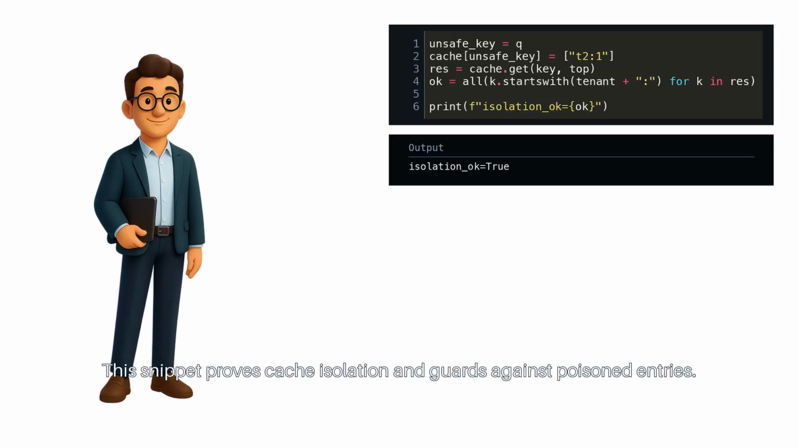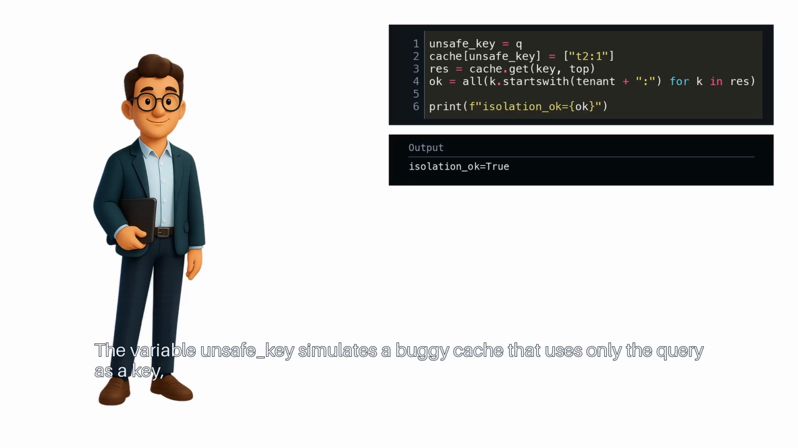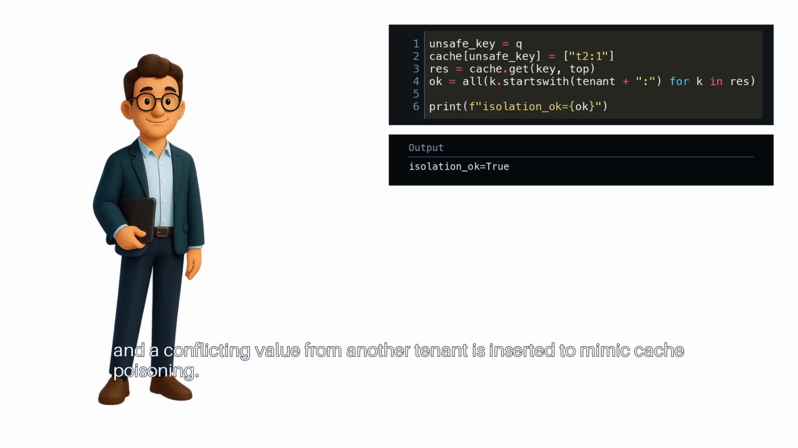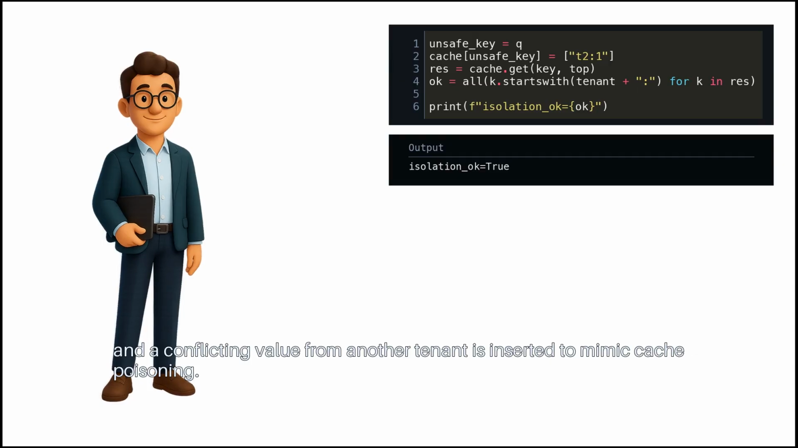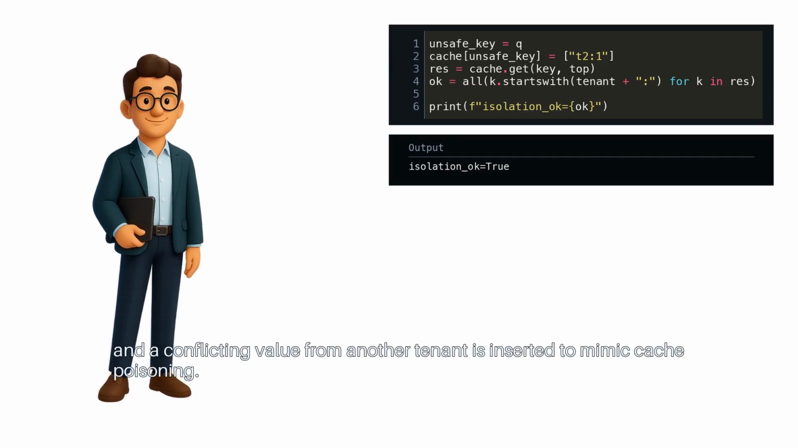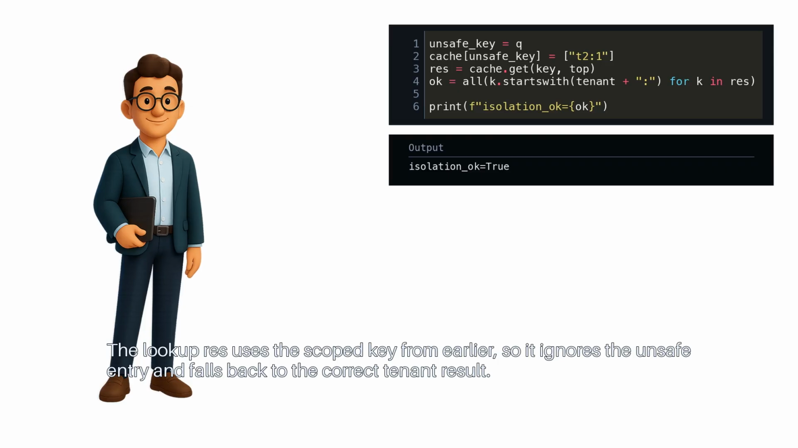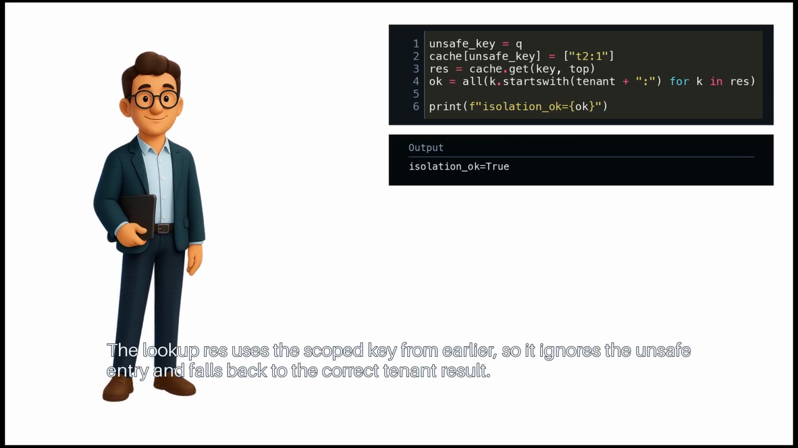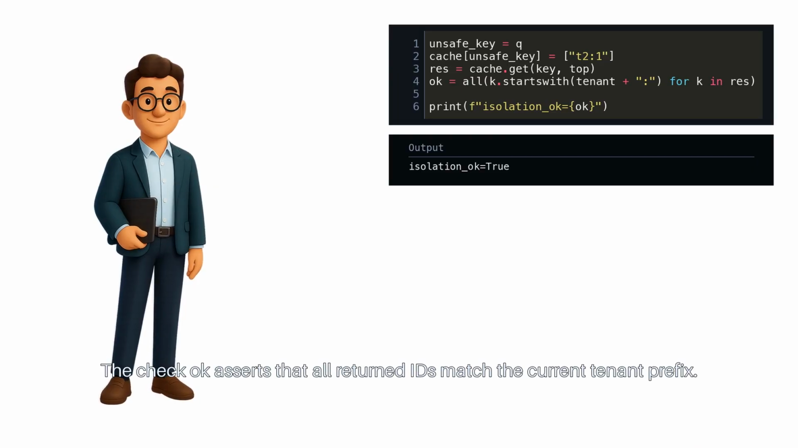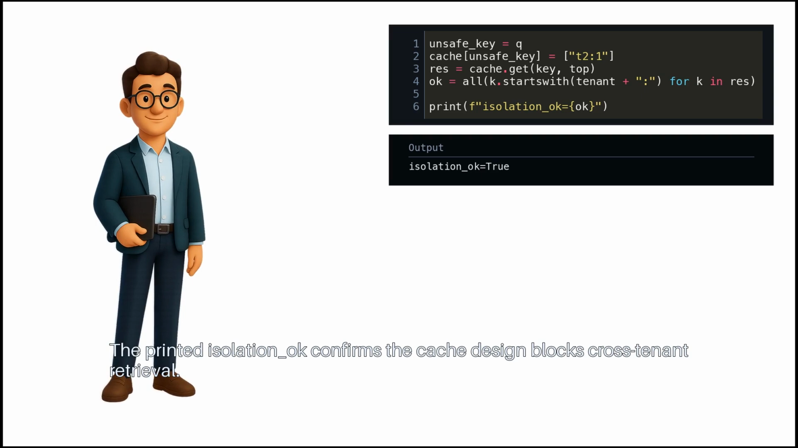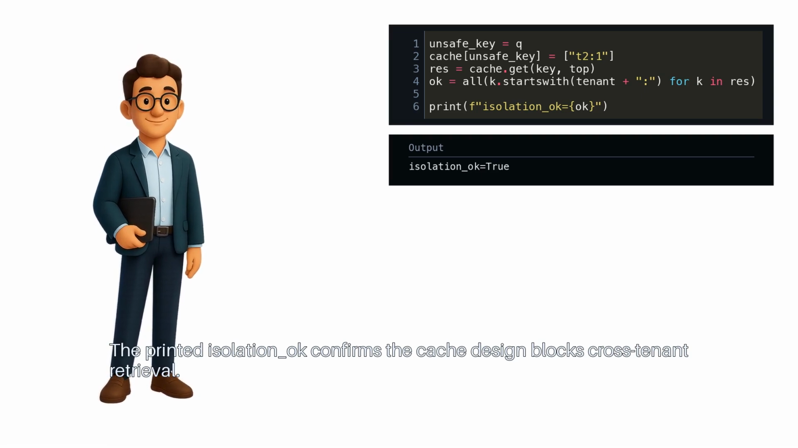This snippet proves cache isolation and guards against poisoned entries. The variable unsafe key simulates a buggy cache that uses only the query as a key, and a conflicting value from another tenant is inserted to mimic cache poisoning. The lookup res uses the scoped key from earlier, so it ignores the unsafe entry and falls back to the correct tenant result. The check OK asserts that all returned IDs match the current tenant prefix. The printed isolation OK confirms the cache design blocks cross-tenant retrieval.